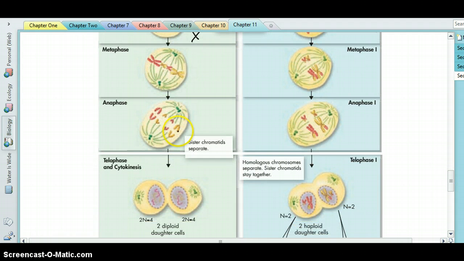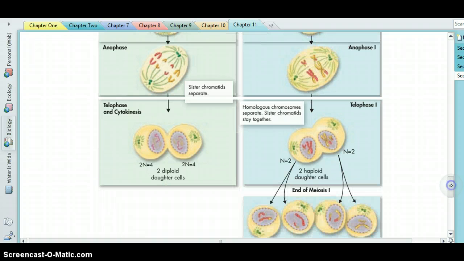Anaphase of mitosis, the chromatids are pulled apart, and over in meiosis, it's the homologous pairs that are pulled apart, not the chromatids, okay? So at the end of mitosis, we have two identical cells that are diploid. At the end of meiosis 1, we have two haploid cells that are different than each other because of this phenomenon of crossing over, okay? They are different from each other, genetically speaking.